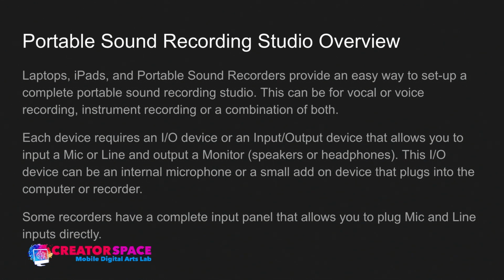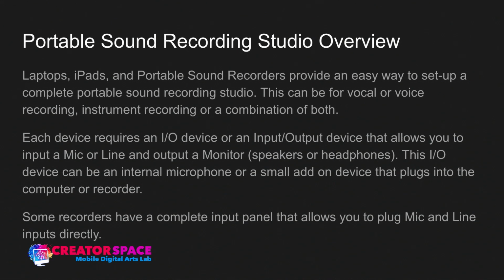Now, each device requires something called an I/O device. And this is a term that we'll hear a lot about. And what does that really mean? So I wanted to explain it here. So it's an input-output device. What that allows us to do is to put an input, such as a mic or a line, and then output it through a monitor, like speakers or headphones. So that I/O device can be an internal microphone. So literally that can be like using your iPad, and it has a microphone built into it at the top near the camera. Or it can be like an add-on device, little boxes and units that we can add to make it work. All right, so that's the whole idea.